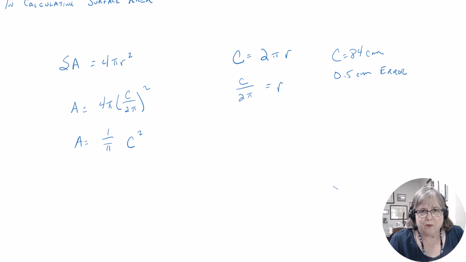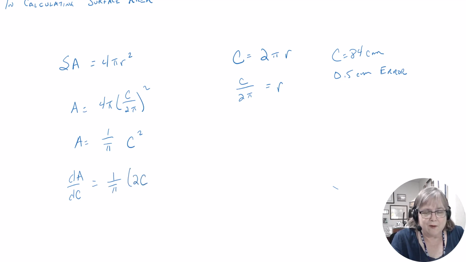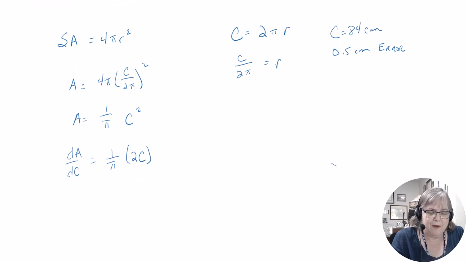So when I take the derivative to get a differential, I'm going to take the derivative of A with respect to c, because of A on the left, c on the right. And so we treat c, this is not implicit, okay, because I'm taking the derivative of c with respect to c. So I would have 1 over pi, and then you would bring the 2 down, leave the c alone, and take 1 off the power, right? So you actually have the derivative of A with respect to c is 2 over pi c.